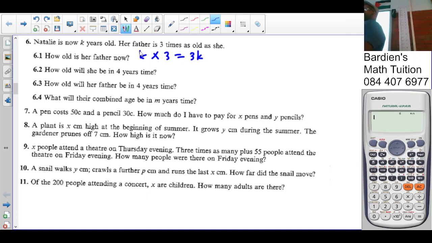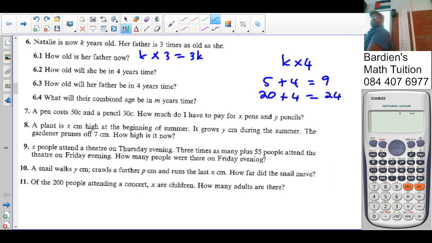How old will she be in 4 years' time? K times 4. Who got K times 4? Okay. Is it wrong? Okay, it's the same. Relax. If Natalie is now 5 years old, how old will she be in 4 years' time? 9. If Natalie is 20 years old, how old will she be in 4 years' time? Which is? 24. So if Natalie is K years old, how old will she be in 4 years' time? K plus 4. Alright, you understand?